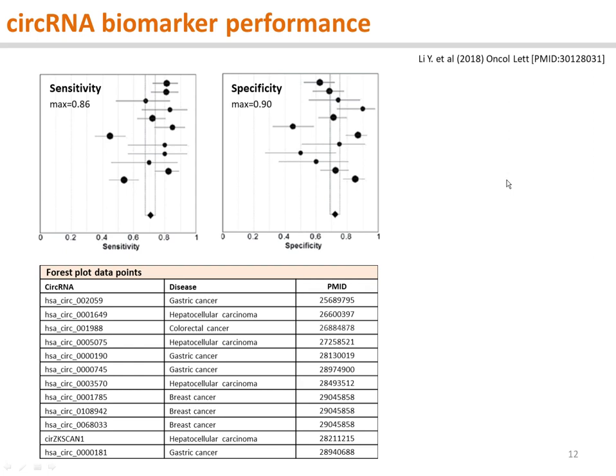Another major clinical application of circular RNAs is biomarker use. In a survey of biomarker performance metrics, some circular RNAs show very good sensitivity at a max of 0.86 and specificity at a max of 0.90.